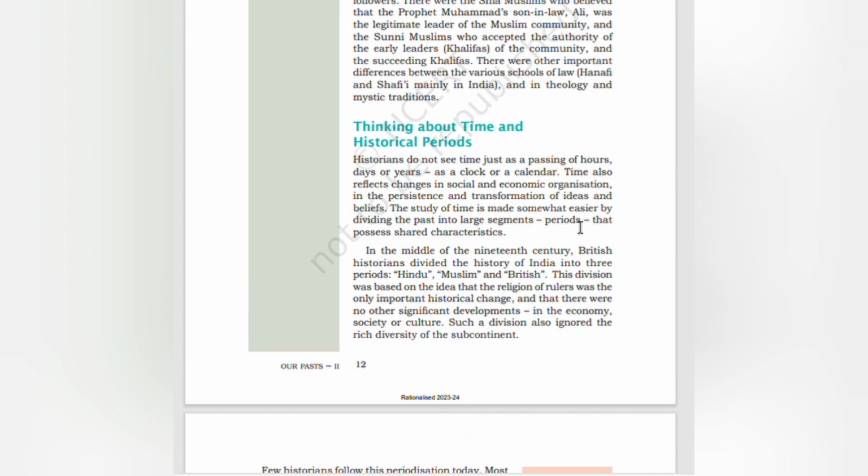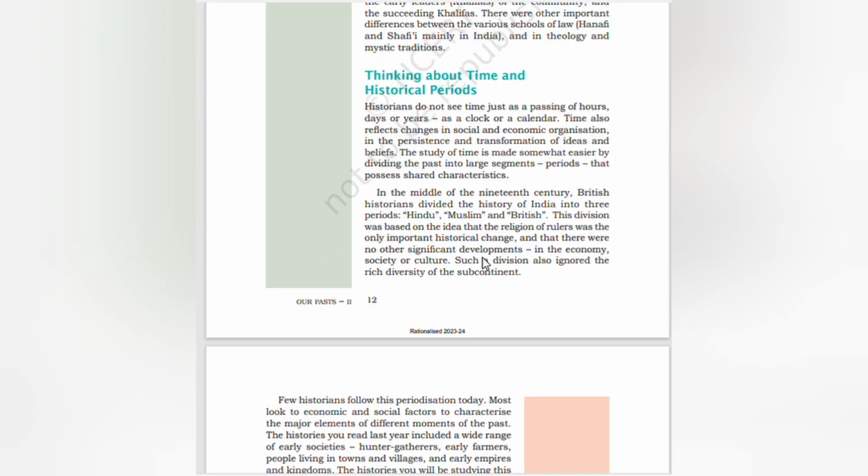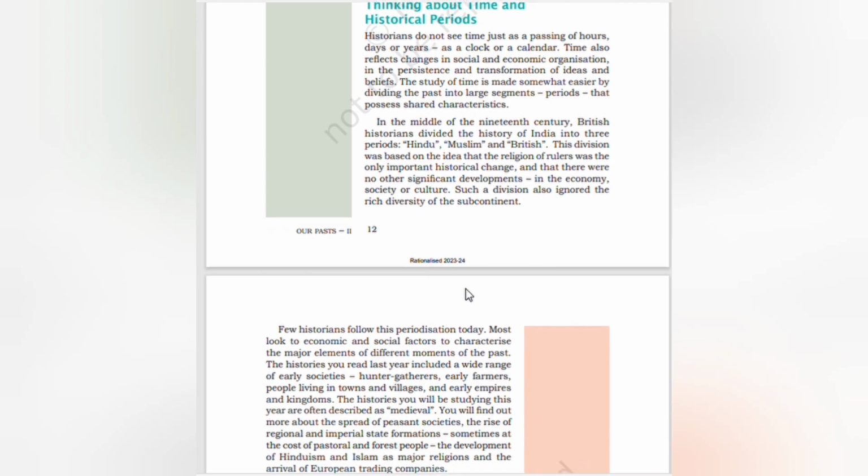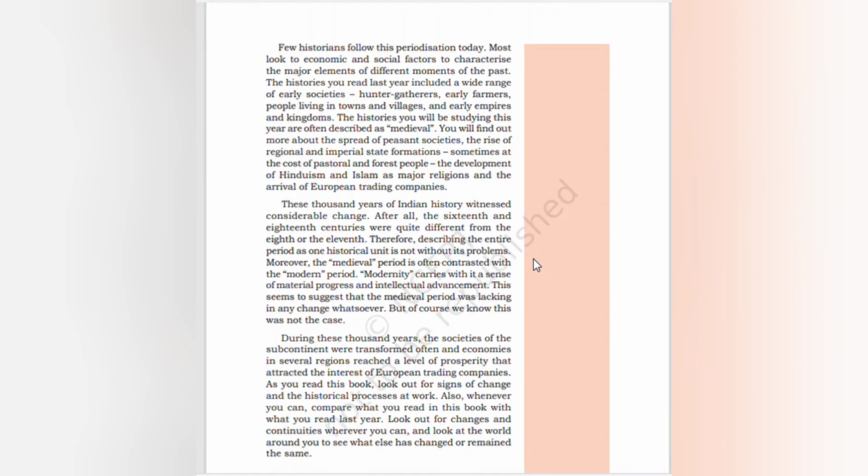In the middle of the 19th century, British historians divided the history of India into three periods: Hindu, Muslim, and British. This division was based on the idea that the religion of rulers was the only important historical change and that there were no other significant developments in the economy, society, or culture. Such a division also ignored the rich diversity of the subcontinent. Few historians follow this periodization today. Most look to economic and social factors to characterize the major elements of different moments of the past.